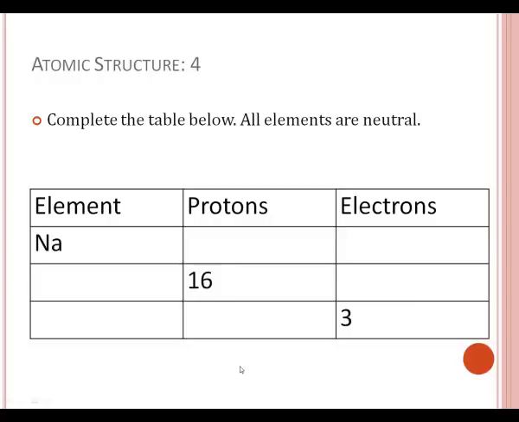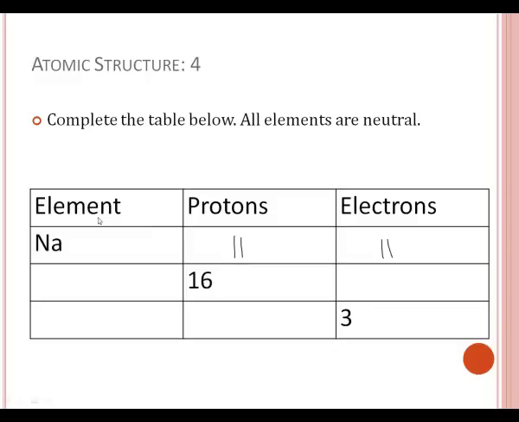Question 4 has another table. In this question, all of the elements are neutral. So we're going to start with sodium. I need to know the number of protons and the number of electrons. Now if you look on the periodic table, you can see that sodium is atomic number 11. And remember, atomic number is equal to the number of protons, AP. So it's atomic number 11, which means that we have 11 protons. Now because this particular atom is neutral, I'm going to have the same number of protons as electrons. So each proton is plus 1, and each electron is minus 1. So I have to have an equal amount of each for the charges to cancel out to 0.